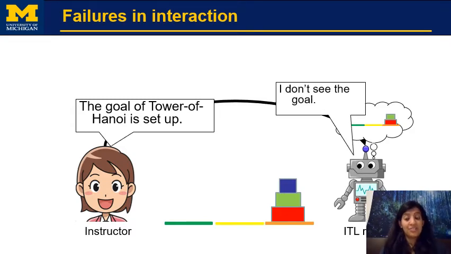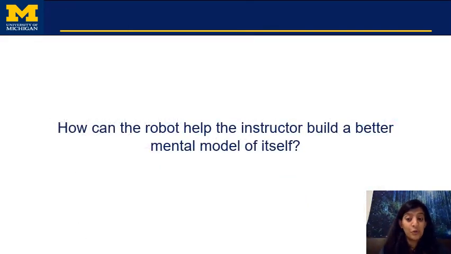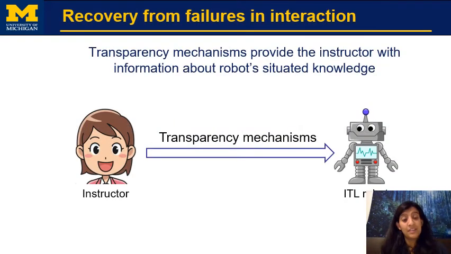Right now, the instructor does not have access to the robot's knowledge and thus cannot figure out why the robot failed. So the instructor has an incomplete mental model of the robot's processes and knowledge. So the question at this point is, what can the robot do, or how can the robot help the instructor build a better mental model of itself? There are two approaches to this. One is transparency mechanisms, such as question answering and visualization mechanisms that the instructor can use to access the robot's model of the world.